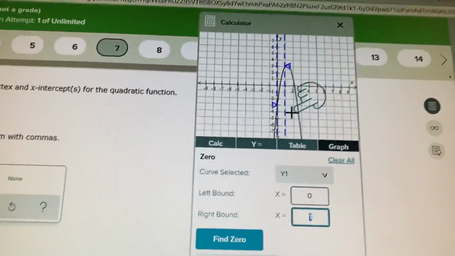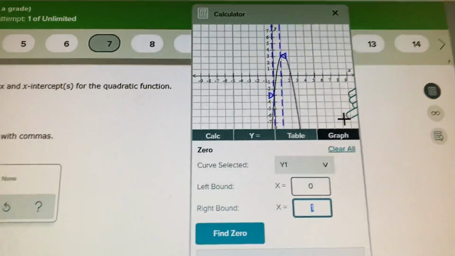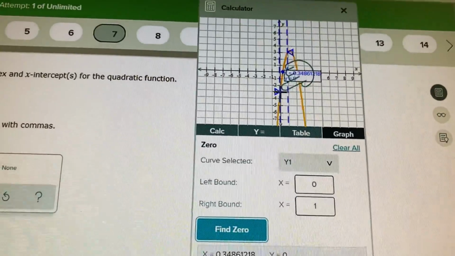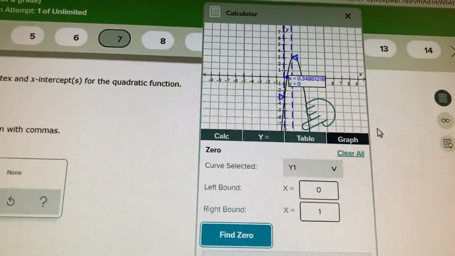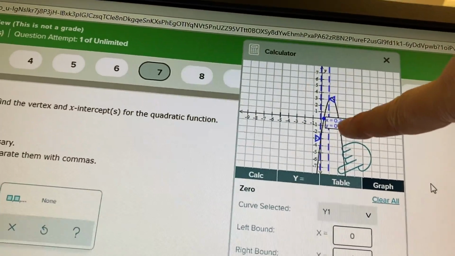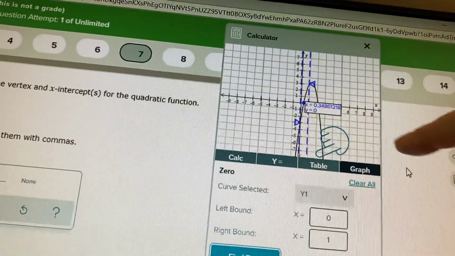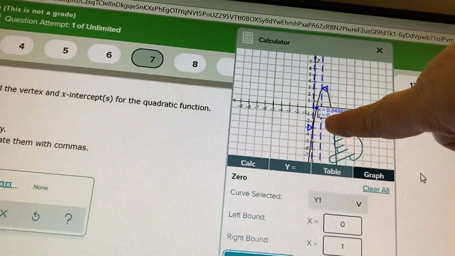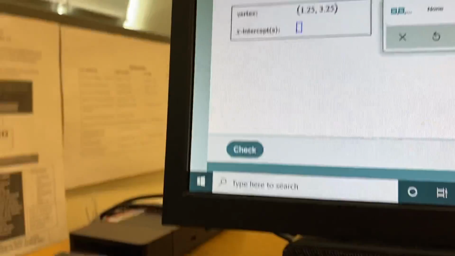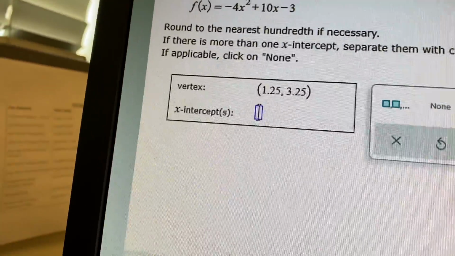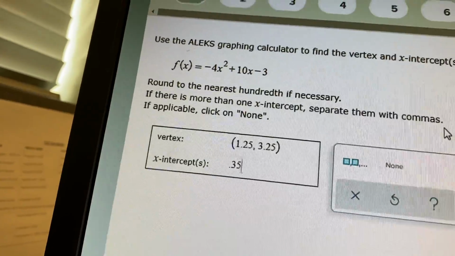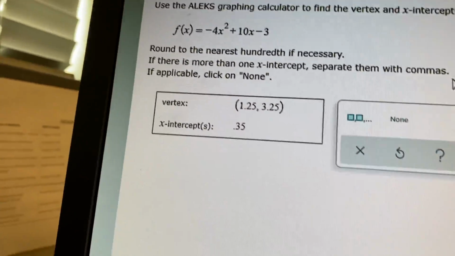Oh, sorry about that. We need to do them individually. So this first one's 0 to 1. Okay, so do you see how it found it for us? So there's your left x-intercept, which is at 0.34, and we're going to round to the nearest hundredth. So we're going to do 0.35 and 0 for our y. You only have to put the number in, you don't have to put the 0. So you're going to put in 0.35, whoops, not 65, 35. So there's your left x-intercept.